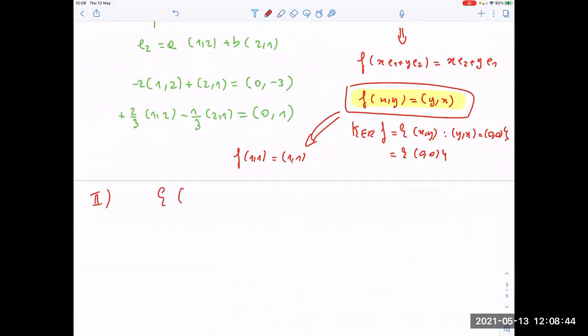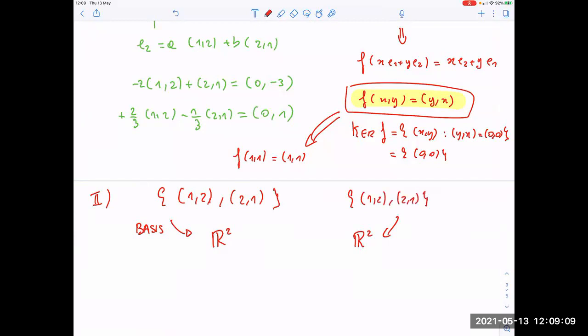I can choose as a basis of R2 this one. So this is a basis. And then I can choose the same basis for R2. So I choose these bases for R2. And then I consider the map F, which I know sends (1, 2) into (1, 2) and (2, 1) into (1, 2).